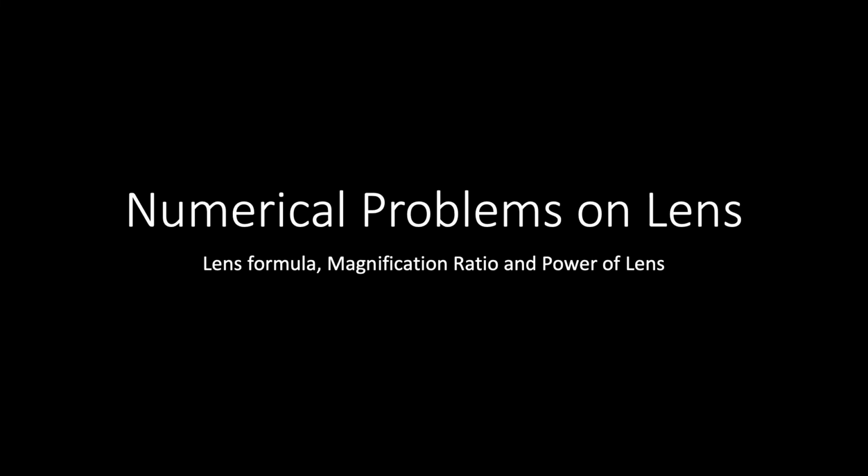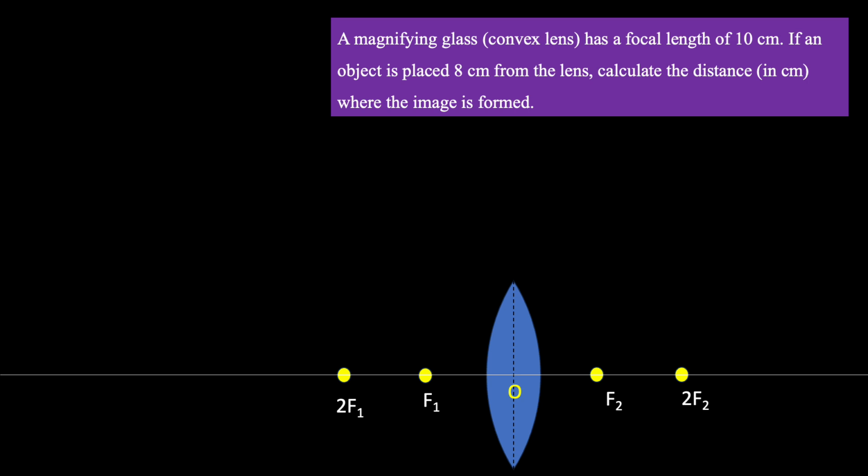Let's solve a few numerical problems on lens. A magnifying glass, which is a convex lens, has a focal length of 10 centimeters. If an object is placed 8 centimeters from the lens, calculate the distance where the image is formed. We need to find image distance, V.